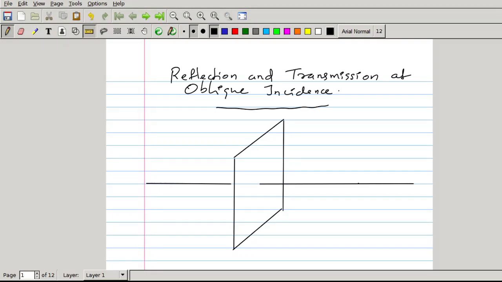This is the z direction, this one is the x direction, and perpendicular to that we have the y direction, the positive y direction. This is medium 1, here it is medium 2.